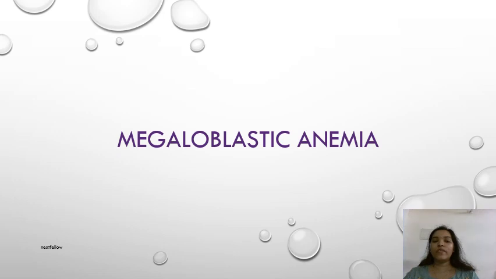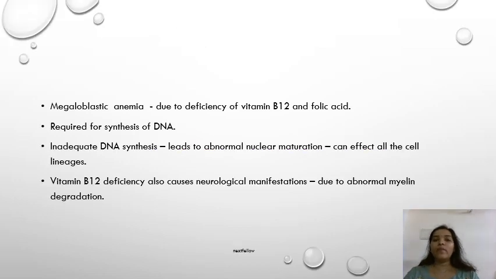So today's topic is megaloblastic anemia. Megaloblastic anemia occurs due to the deficiency of vitamin B12 and folic acid. Both vitamin B12 and folic acid are required for the synthesis of the DNA. So inadequate DNA synthesis can affect the nuclear maturation and that can affect all the cell lineages.